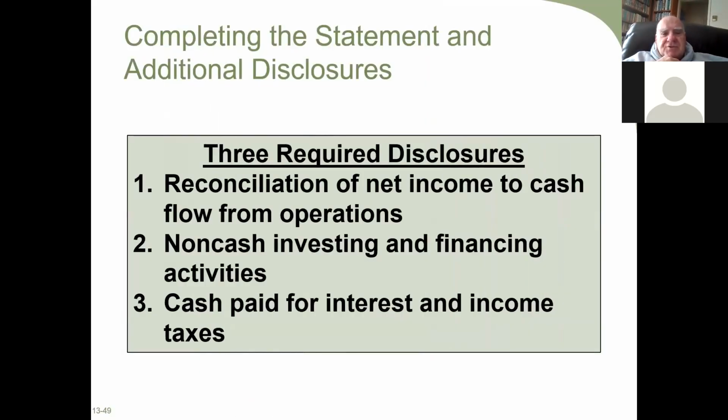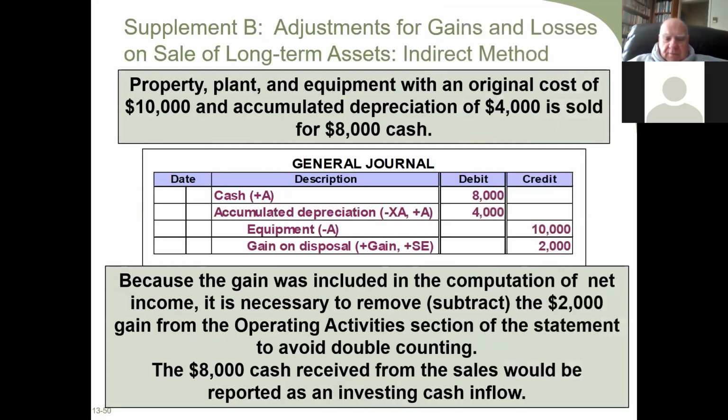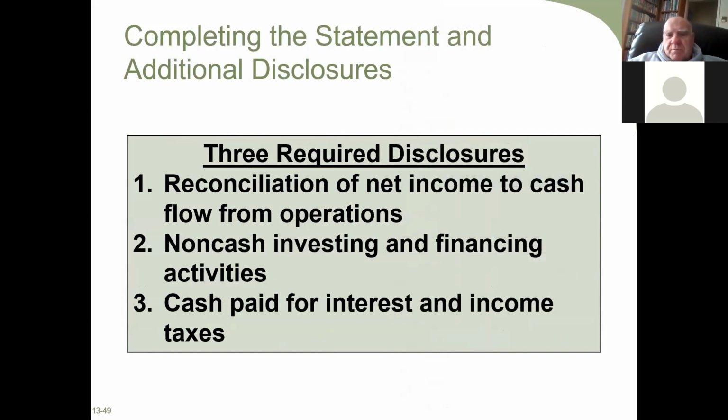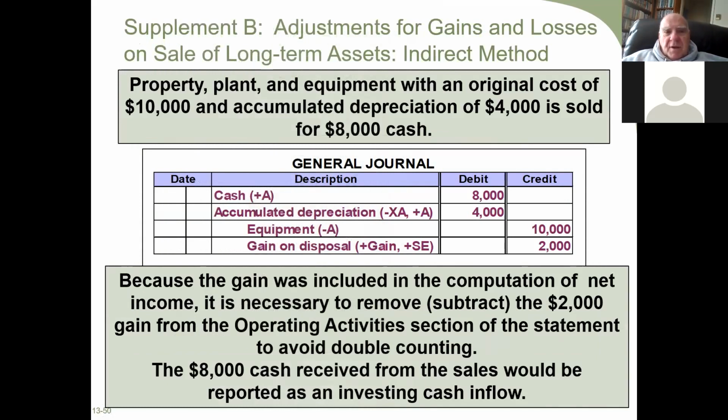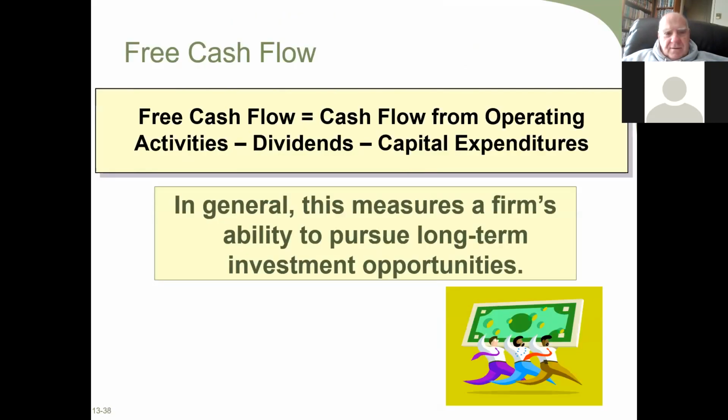Completing the statement disclosures, at the end of the month in their annual report, the 10-Ks, they're required to reconcile the net income to cash flow from operation, non-cash investing activities, cash paid for interest. It's kind of what we just did. That's what we just did. And I'm not going to go into supplement B.